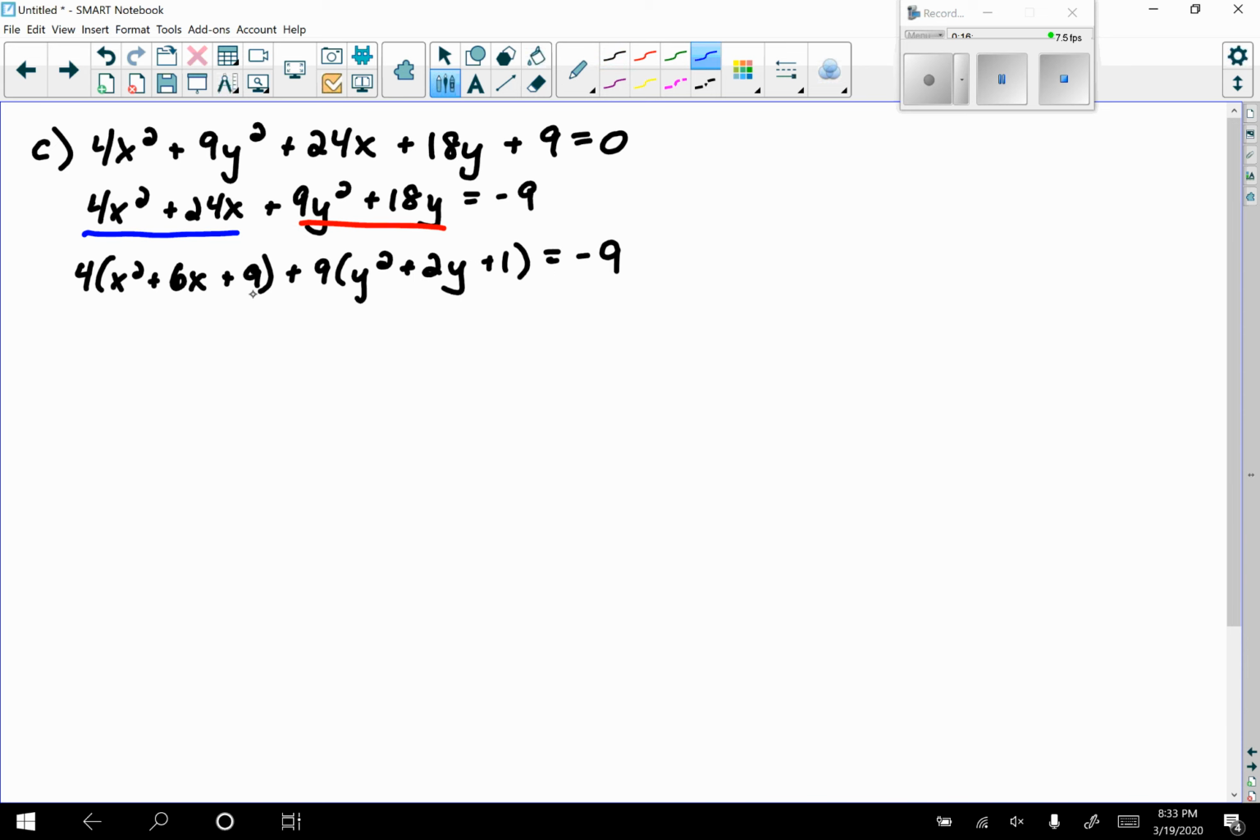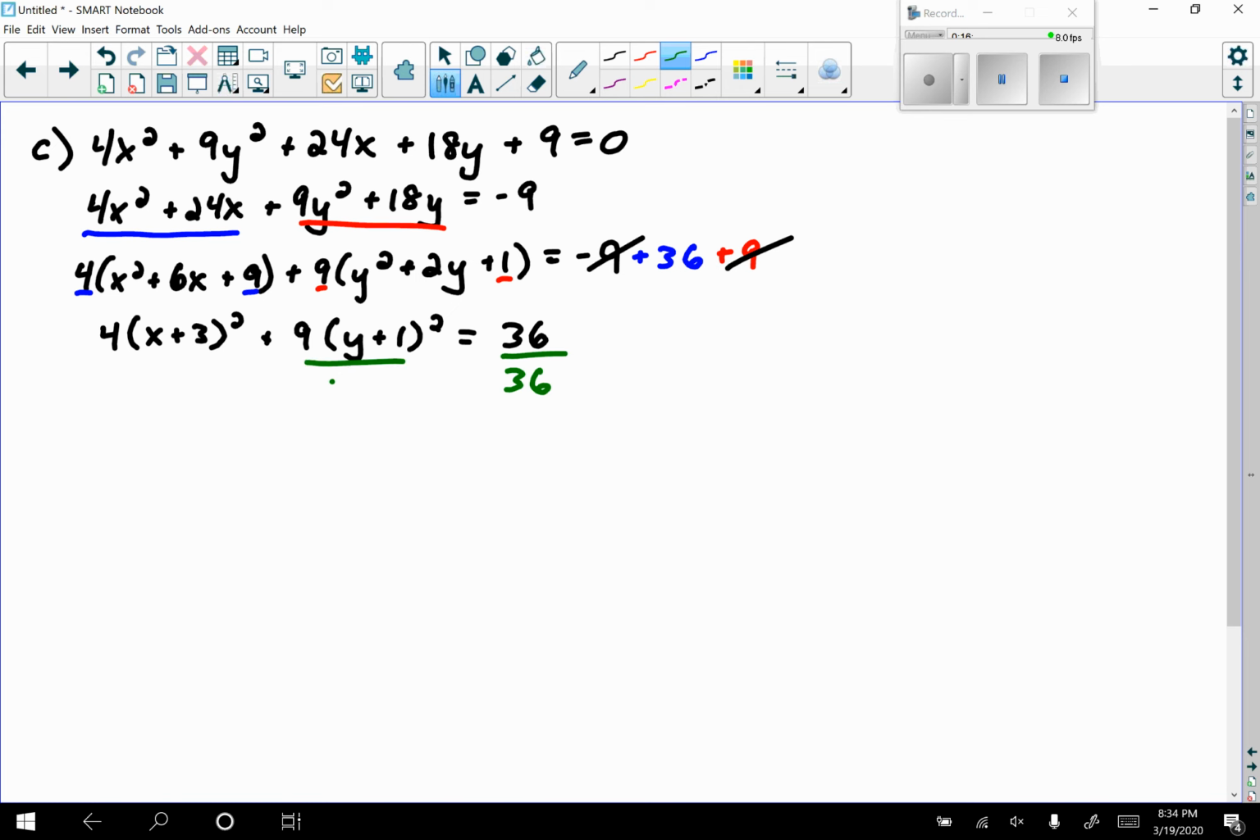So right here, I didn't just add a 9, I added a 9 times 4, so we added a 36. Next, I didn't just add a 1, I added a 1 times 9, so then we're going to add a 9. Writing this out now, this becomes 4 times x plus 3 squared, and then 9 times y plus 1 squared. Over here, the 9's cancel, and we're just left with 36. Again, 4 and 9 multiplied together give us 36, as in most cases.